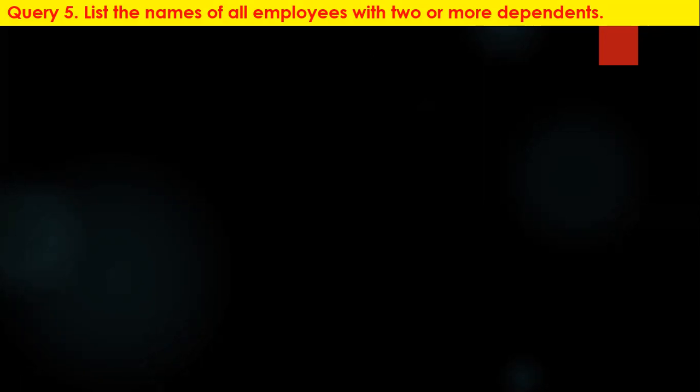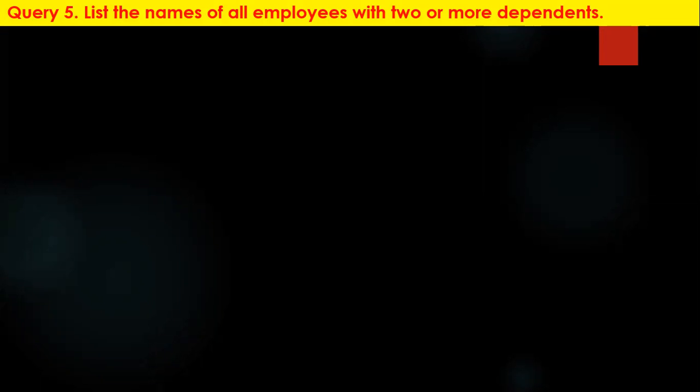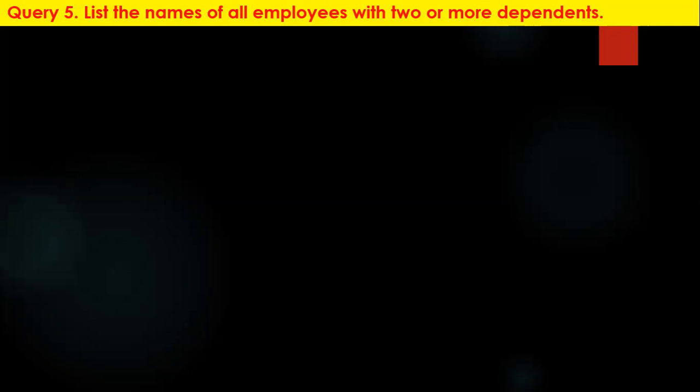Now, if I look at the question, some number is given, like employees with 2 or more dependents. If I want to count the tuples, or summarize the values in the table, then I need to take the help of aggregate functions. We have learned different aggregate functions like count, max, min, sum, average. But which aggregate function is required here? Here I need an aggregate function like count.